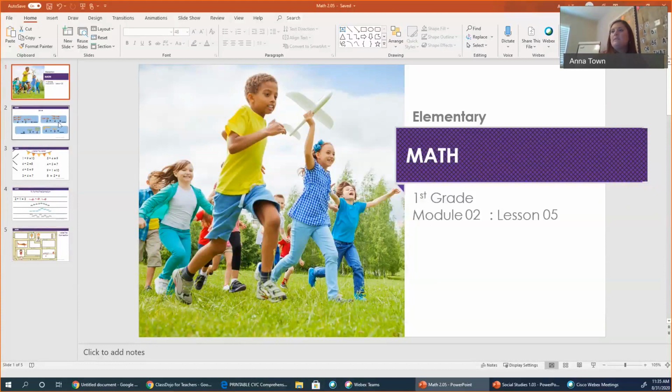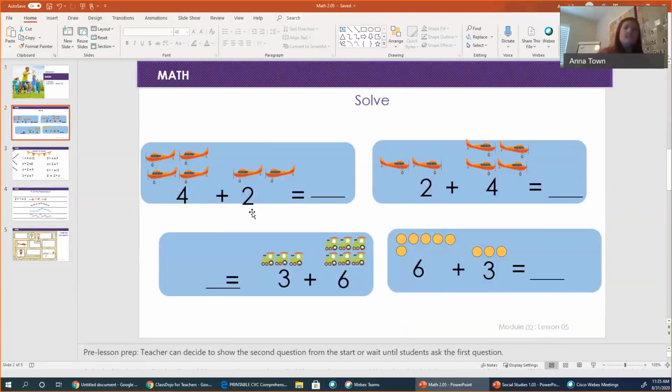Today we are going to be talking about switching the order of our addends, but seeing that they still give us the same sum. And we're also going to talk about true or false equations. So let's get started. These two problems are where we have the equation with the same addends, but we're going to switch the order.